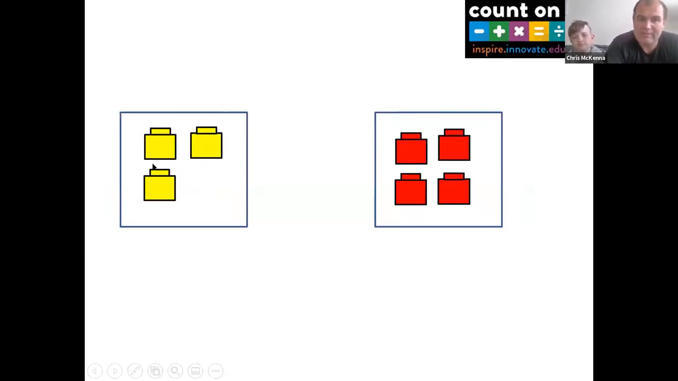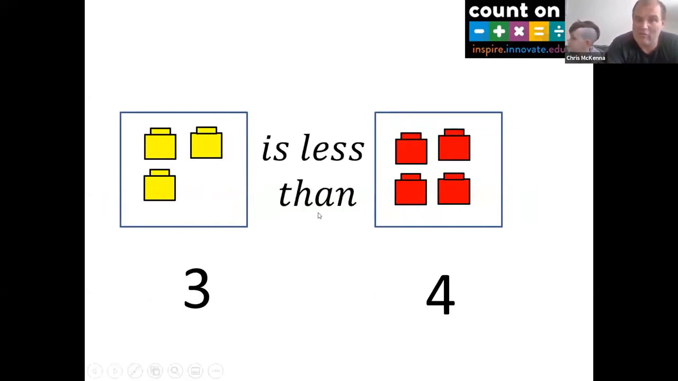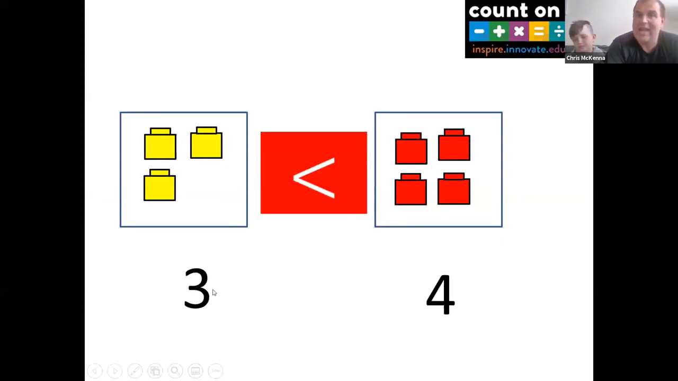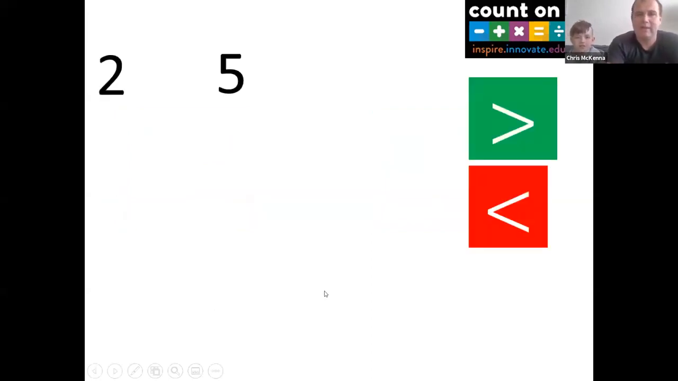How many yellows do we have? 3. How many reds do we have? 4. So 3 yellows is less than the 4 reds. So 3 is less than 4. So the symbol goes this way this time. And again, Austin's saying the open bit is beside the bigger number. That is less than.